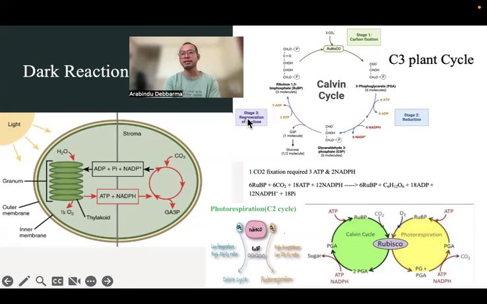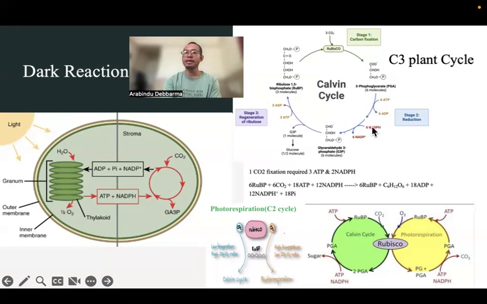So together 3 ATP, and here 2 NADPH is required. So to fix one carbon, you require 3 ATP and 2 NADPH. Therefore, when you use 3 carbons, you require 9 ATP, because 3 into 3. Here, to make 3 carbon, again 2 molecules of ATP are required, 6 ATP.